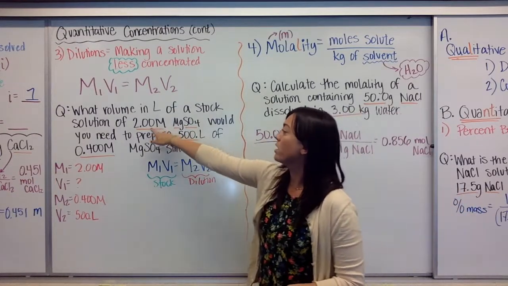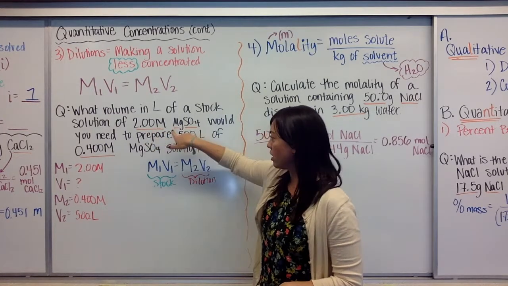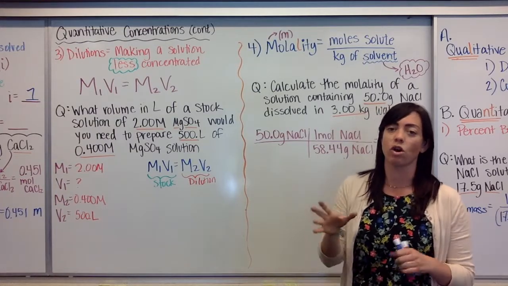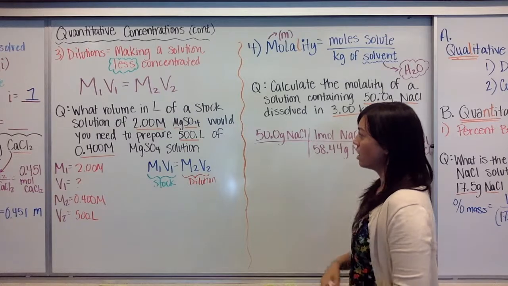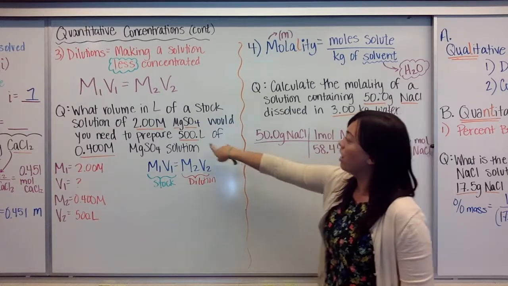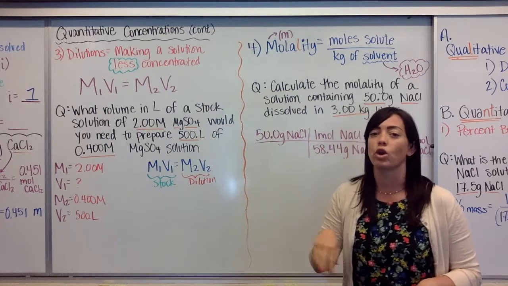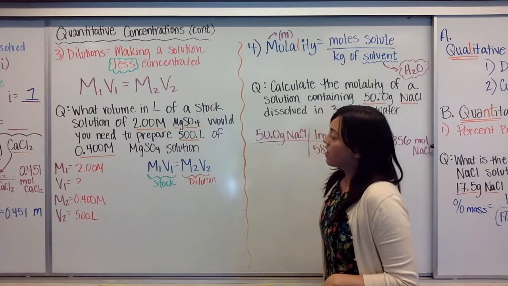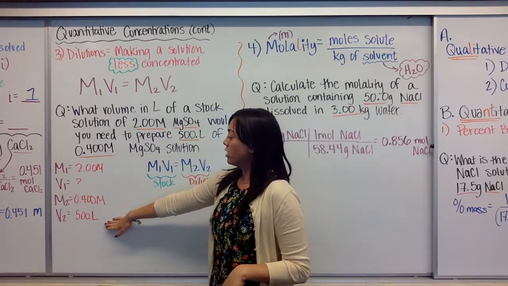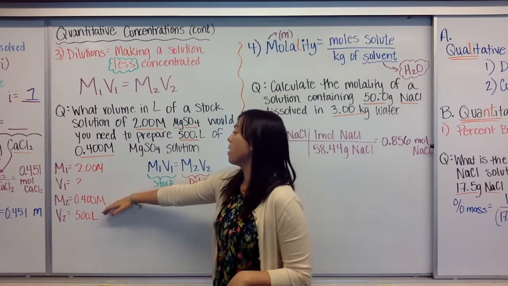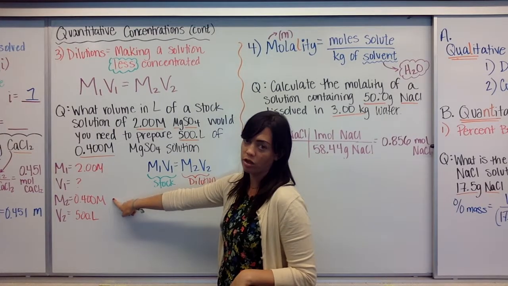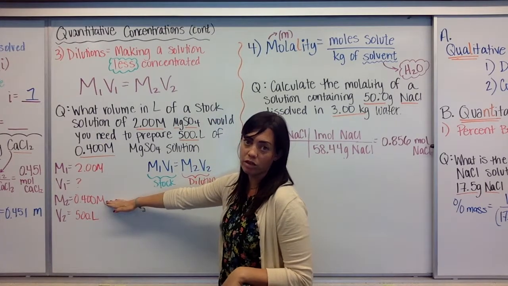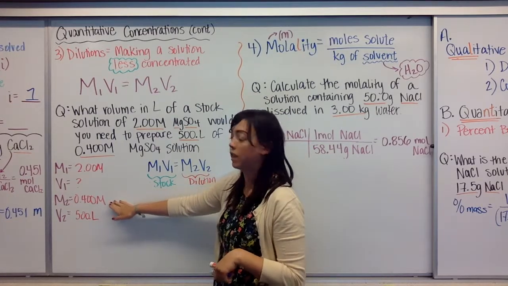So our 2.00 molar magnesium sulfate is actually our stock solution. That is what we start out with, our initial, and that is always your more concentrated solution. Our 500 liters is what we are actually trying to make, so that is our V2, our final volume. And we are trying to make that 500 liter solution 0.4 molar. Remember, this means moles of solute per liter of solution. So this is our final molarity.